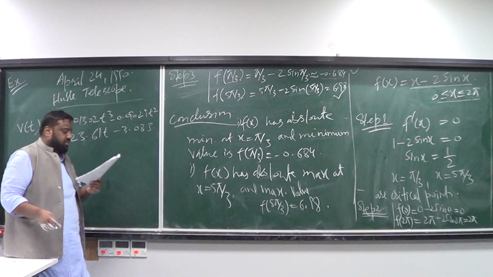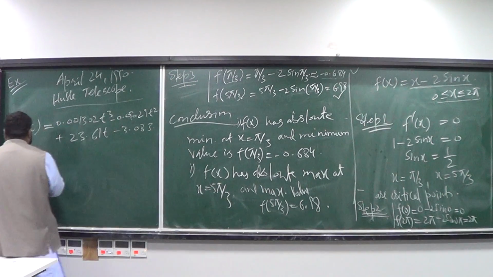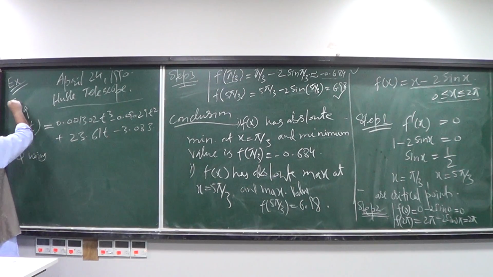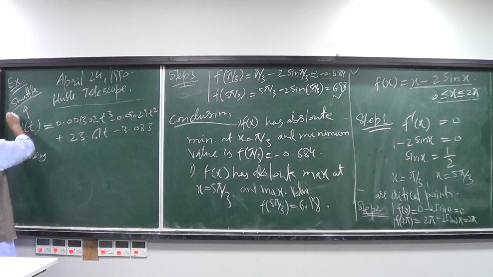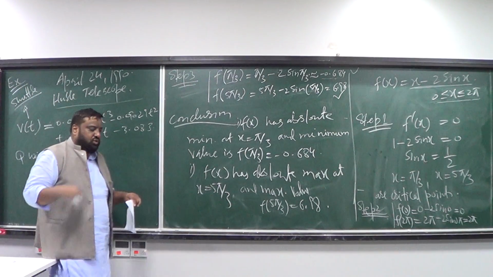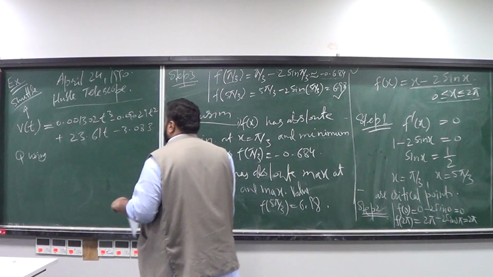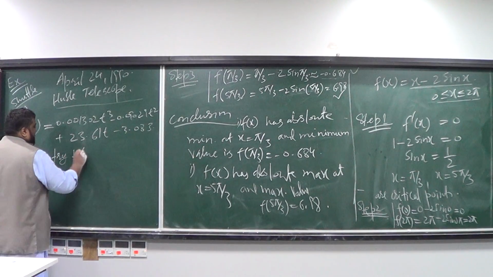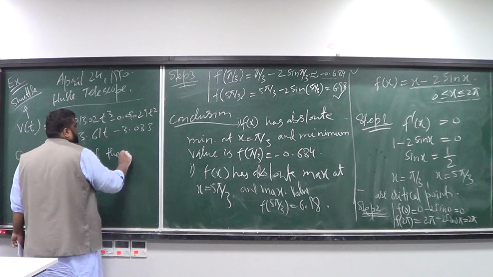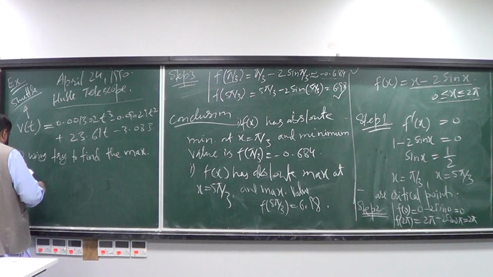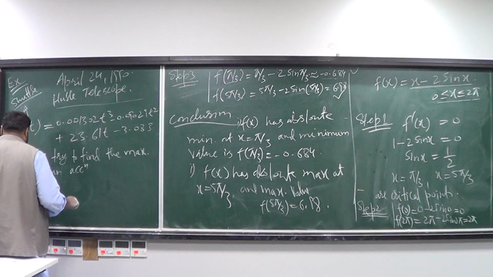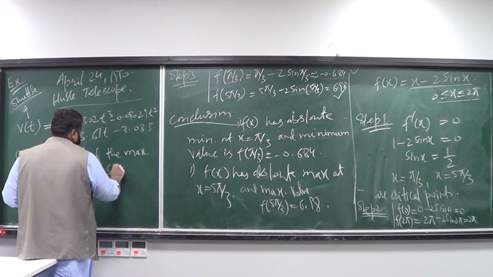So what is the question? Using this model, and this is the velocity of the shuttle, the rocket that took the Hubble telescope into space. Okay. So the question, using this model, try to find the maximum and the minimum acceleration, absolute maximum and minimum acceleration of the shuttle. This is what the question is.